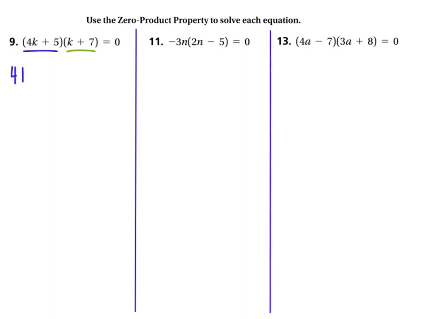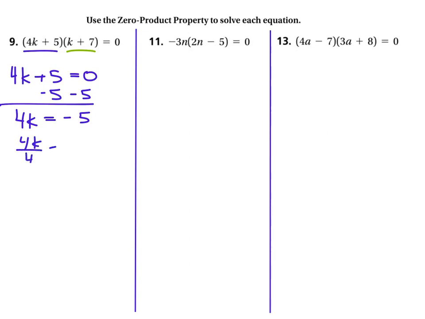So we could say 4k plus 5 could have been equal to zero. And then we need to solve to find out what the k value would be that would make that expression zero. Say minus 5, 4k equals negative 5. And then we're going to divide both sides by 4. And we get k is equal to negative 5 over 4.